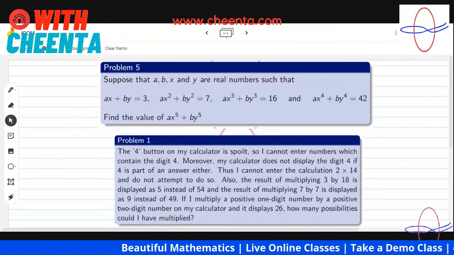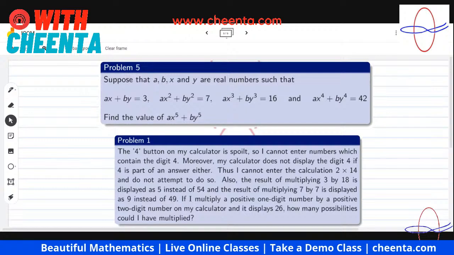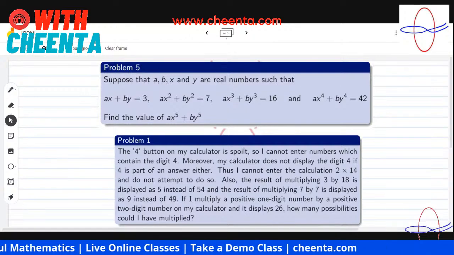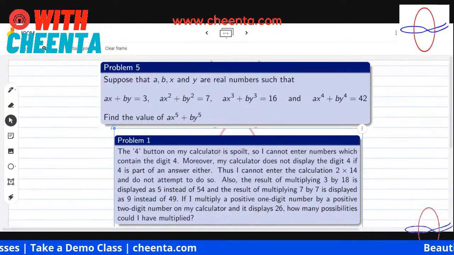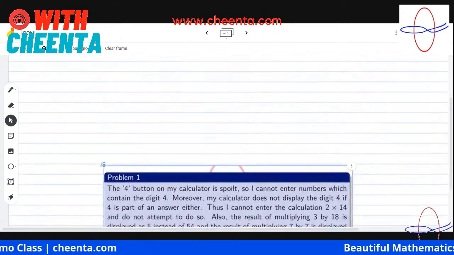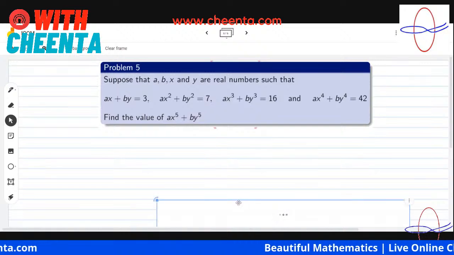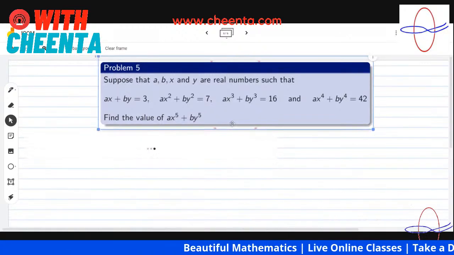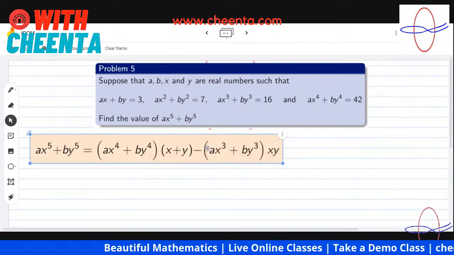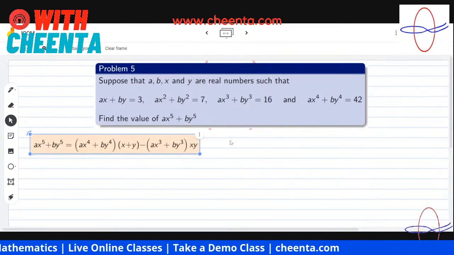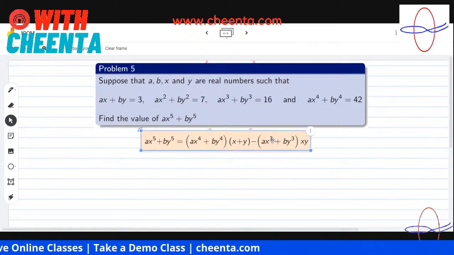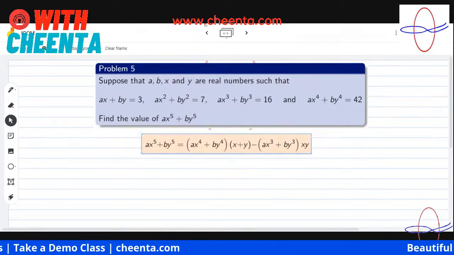So consider this relationship. Whenever you're doing this problem, consider the following hint. Always try to consider how you can relate this to the other terms. So use this following hint, guys.